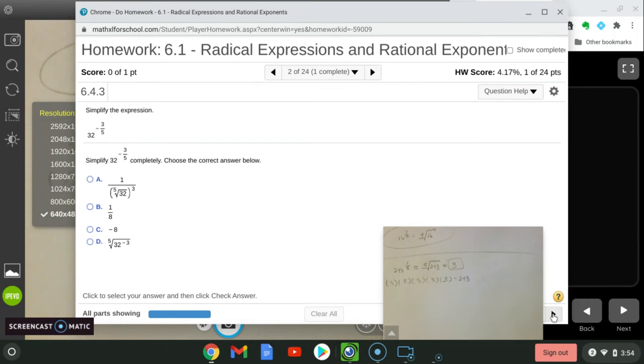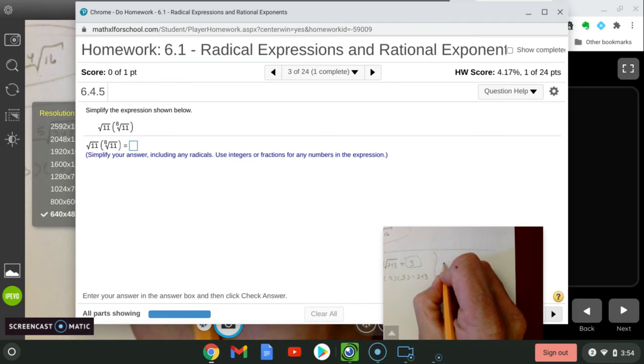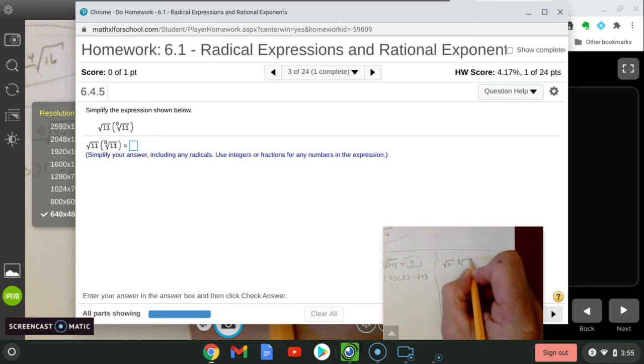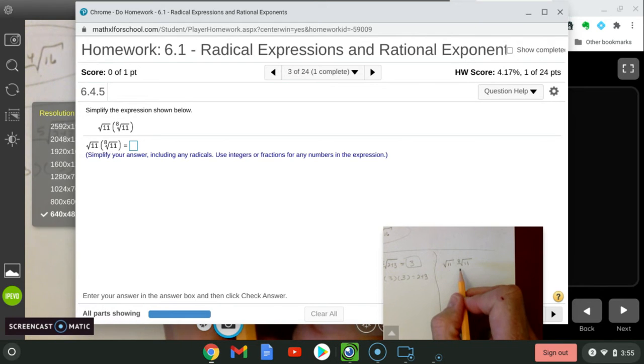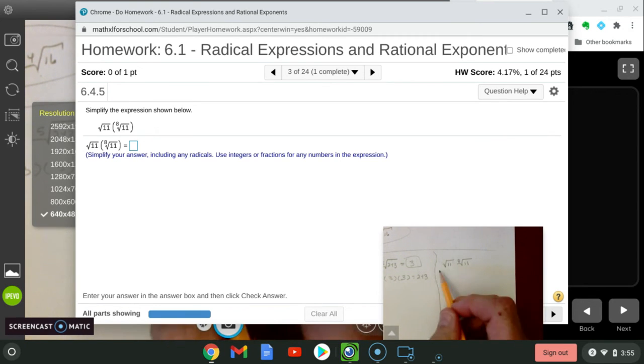I'm going to jump on over to this one. We broke this one down in class a little bit, but what I did want to look at again is a problem like this. In this case, we were given the square root of 11 times the eighth root of 11, and it says simplify the answer, including any radicals. Use integers or fractions for any numbers in the expression. So what they're saying is they don't want us to write this as a radical. They want us to rewrite this using rational exponents. Would it be easier if they asked that in the directions? Absolutely, but they didn't. So part of your job is to decode what the directions say.